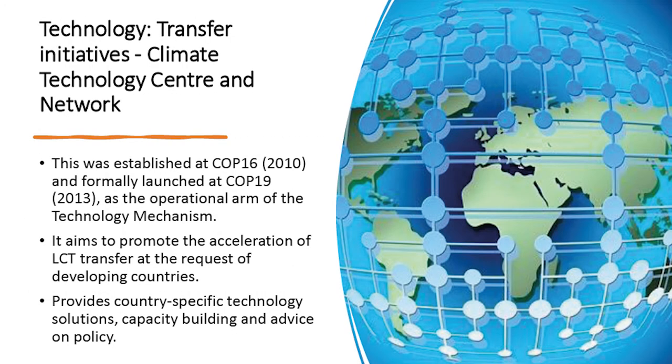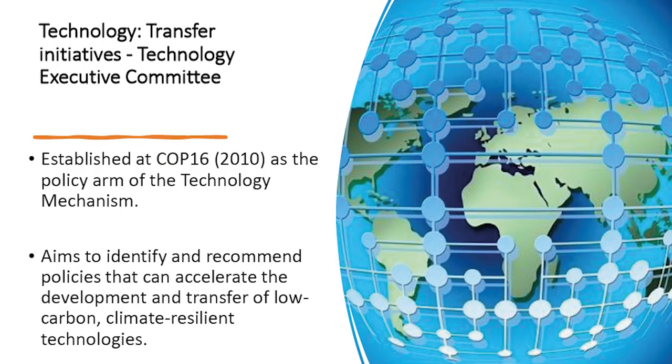Now, there are also issues around the climate technology centers and networks that have been established. We discovered that this Climate Technology Centre and Network was established during COP16 and formally launched during COP19 in 2013, but established during COP16 in 2010. And of course, it is the operational arm of the technology mechanism. It aims to promote the acceleration of low carbon technology transfer at the request of developing countries. Then of course, it also provides country-specific technology solutions, capacity building and advice. We need to actually hook into the system and assist.